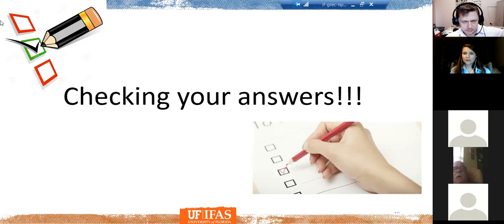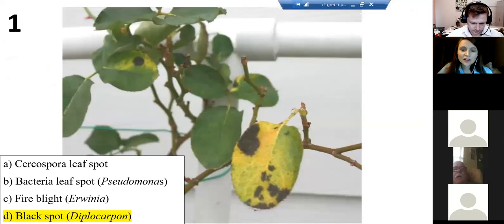Okay. So let's check our answers. Number 1 was black spot caused by this fungus named Diplocarpon. So John, we got a pretty even match of A, B, and D. A, B, and D. Okay, yes, actually, because they are leaf spots. So all of them are caused by organisms that cause leaf spot, and that's the symptom that you're observing.